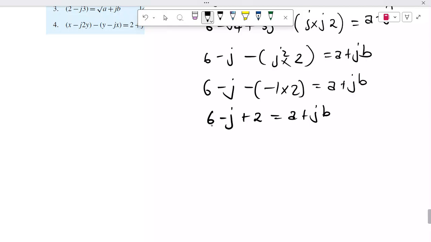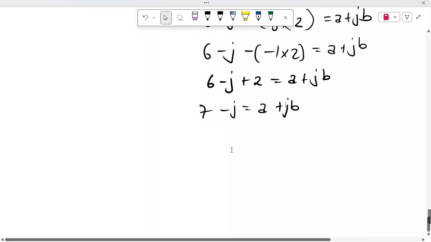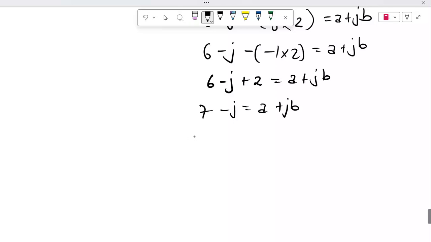So, okay, 6 plus 2, which is 7, this one and this one, minus j equals A plus B plus jB. So now here we group real terms and imaginary terms. So we have 7 and A. These are real terms, so 7 equals A. Okay, we've solved for A.